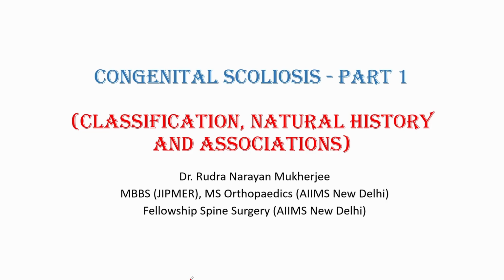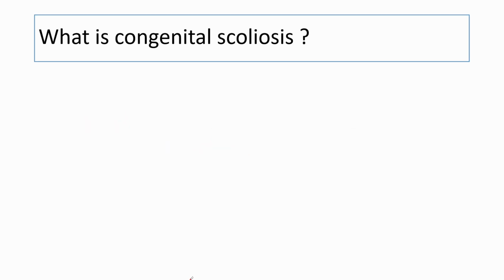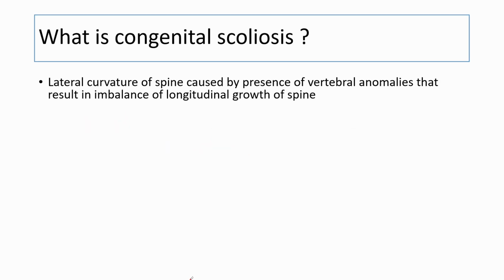Congenital scoliosis. What is congenital scoliosis? It is the lateral curvature of spine caused by presence of vertebral anomalies that result in imbalance of longitudinal growth of spine. So, in a congenital scoliosis, there must be vertebral anomalies present. These cause one side of the spine to grow more than the other side, causing scoliosis.